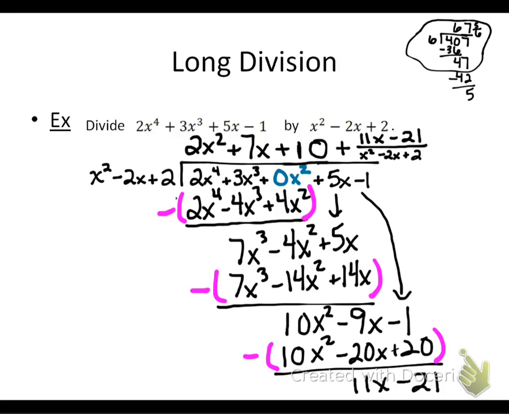Notice how when we divided over here, we wrote the remainder as 5/6, 5 being the remainder over 6 the divisor. That's how we will do with the polynomials. So our final answer: 2x squared plus 7x plus 10 plus 11x minus 21 divided by x squared minus 2x plus 2.